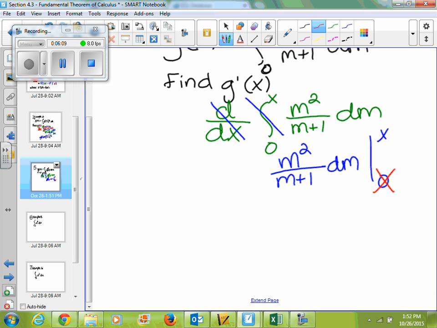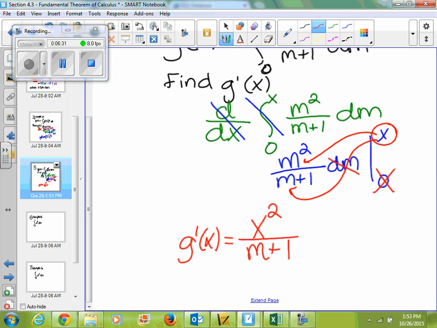Okay, we can ignore the 0 always. And so then this tells me that I'm going to evaluate for x, and I'm going to plug in the x everywhere that I see an m. So if I do that, I get x squared divided by x plus 1. You can ignore the dm. So g prime of x is equal to x squared divided by x plus 1. So make it a little better? A little clearer? Okay.